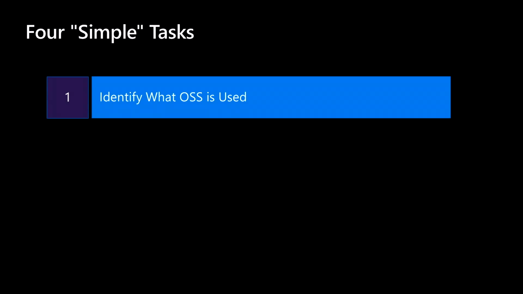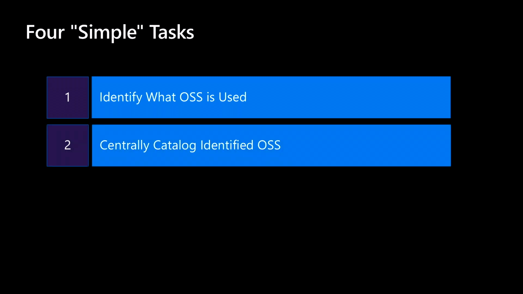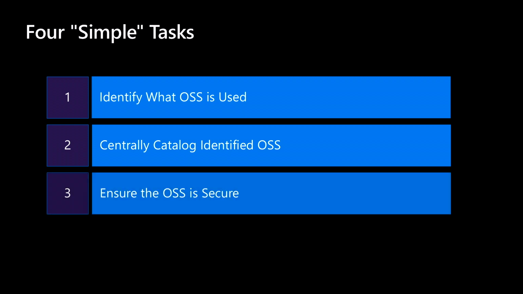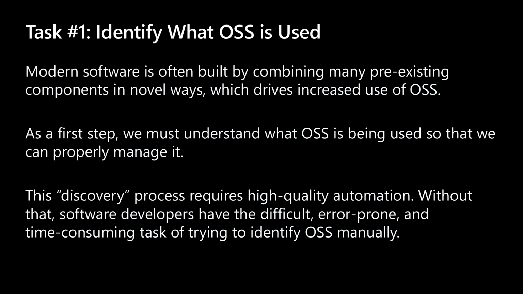First, we need to know what open source we're using. This is a surprisingly difficult thing to achieve. We need to centrally catalog it, because once you have all this information, why not throw it in a database that you can query? We need to make sure that it's secure, actually secure, not pretend secure. And when it's not, we need to respond to security vulnerabilities in a way that makes sense for the org and everything.